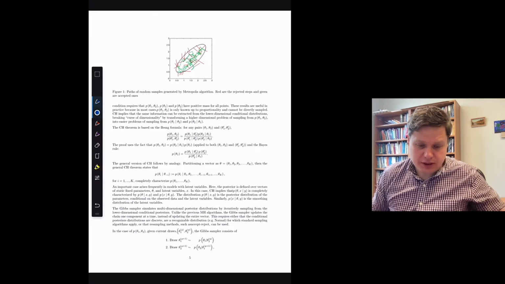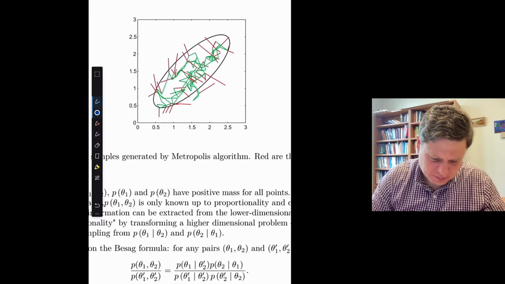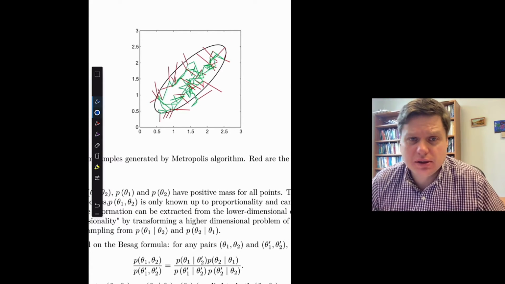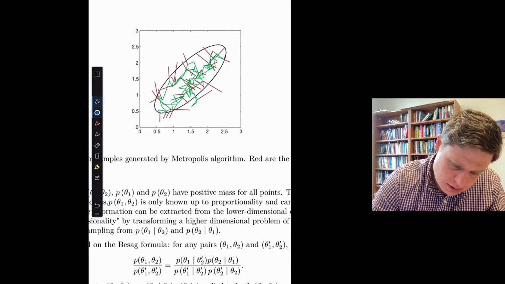Here's a quick demonstration of the Metropolis Hastings algorithm. We just try to generate random samples from a normal distribution. Our posterior is normal.